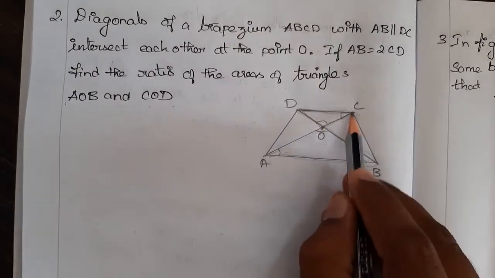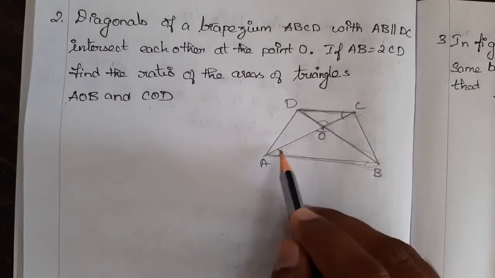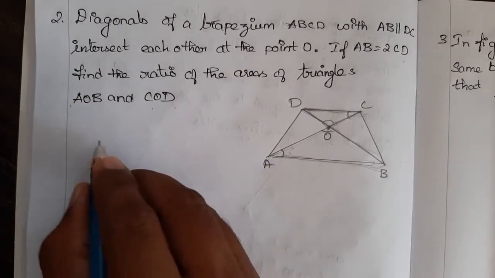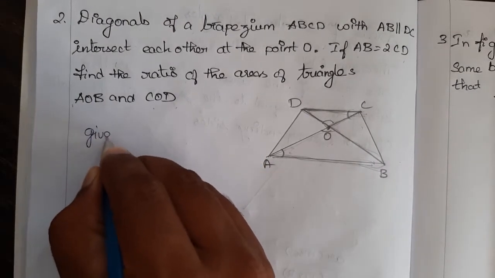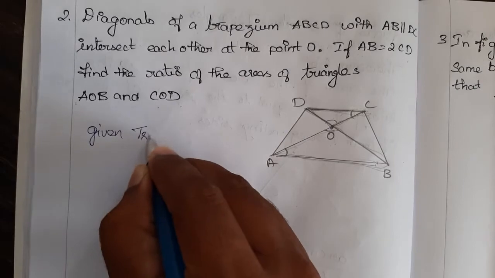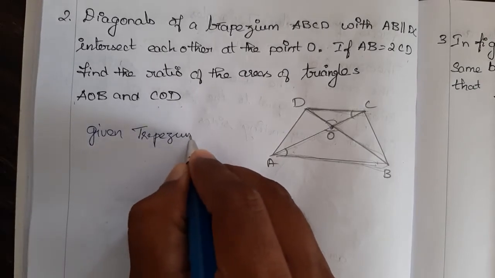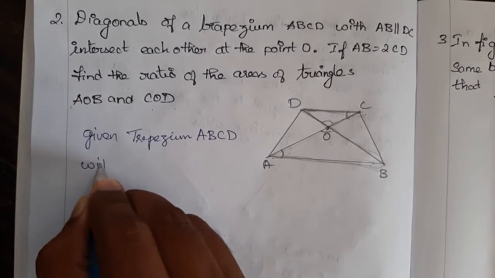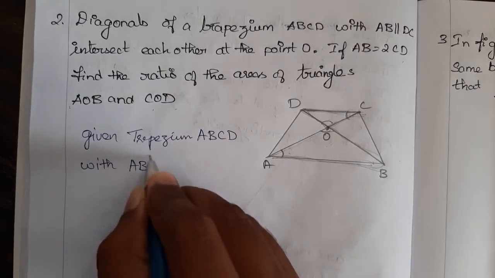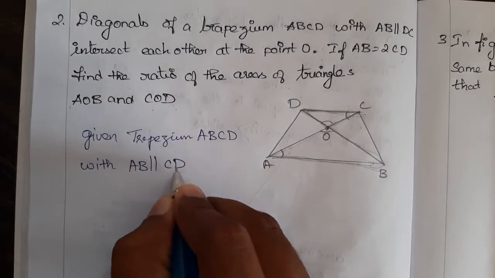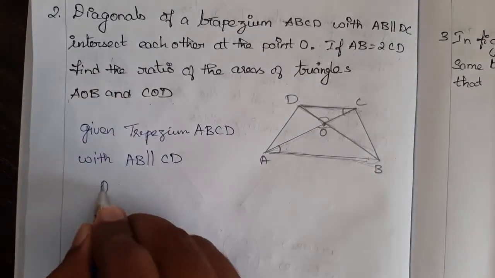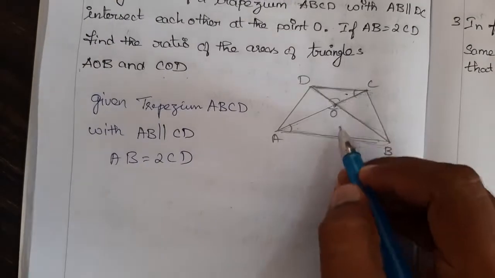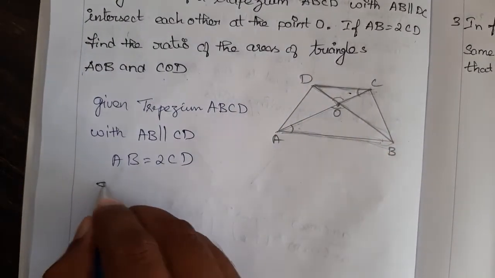Since it is a parallel line, opposite alternate angles are equal, right? So the given is a trapezium ABCD with AB parallel to DC, and also it is given that AB is equal to 2CD. So first we have to prove these two triangles are similar.